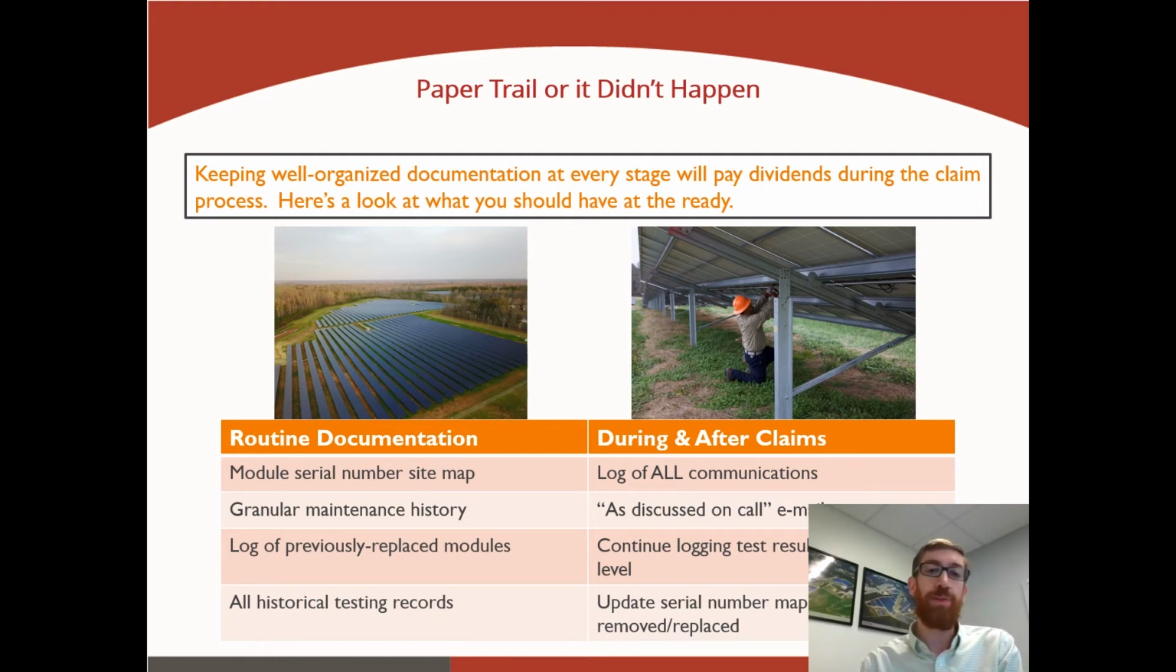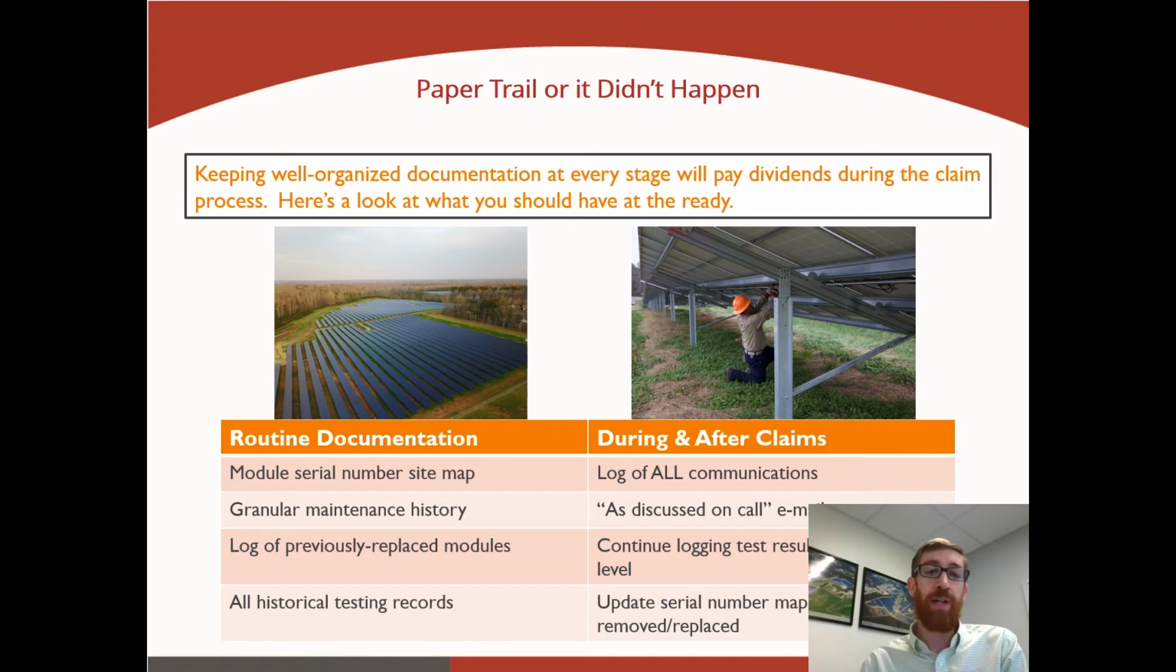And that's where we go with the log of previously replaced modules. It is very important to keep a detailed record, preferably in map format, of where there are new modules that were not part of the original purchase for construction, but were replaced because of a lightning strike or other physical damage that might have happened to the modules, just so that you never get into the confusing back and forth of which PO, which warranty terms apply to which modules on site. And of course, historized testing records are very important.